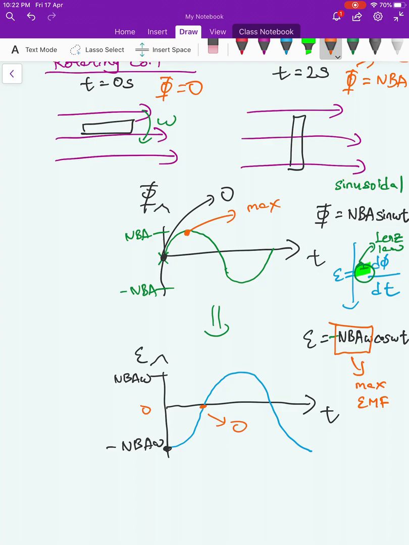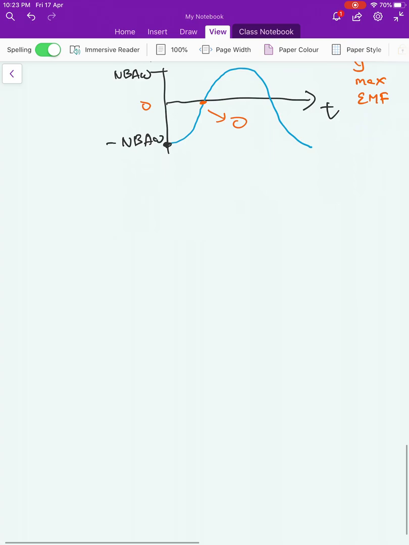Another way 你可以从你的 flux linkage 去知道 the magnitude of EMF，你可以用它的 gradient，斜度。So 你在 0 秒，你的斜度是这样的，是一个 positive gradient。但是你 differentiate positive gradient，你要加你的负，就变成 negative EMF 了。So maybe 在你这个部分，你的 gradient 是 0，就代表你的 EMF 是 0, okay?